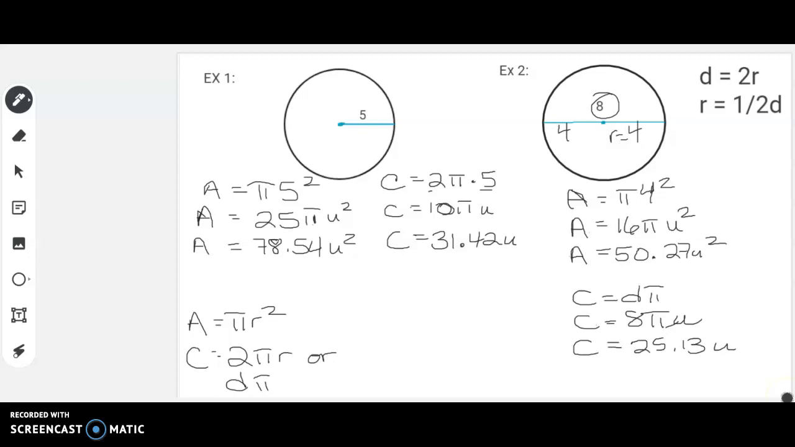You would have learned these in middle school. They're not really a part of our TEKS, but you're going to need to know how to find the area and circumference of a circle.